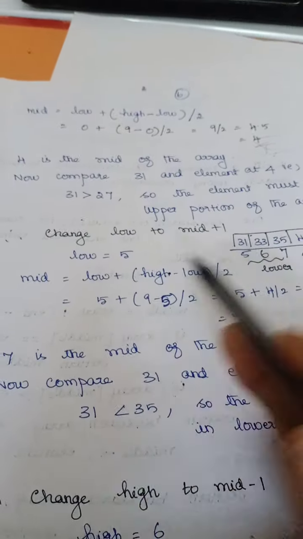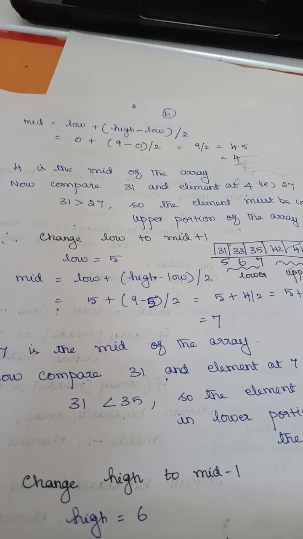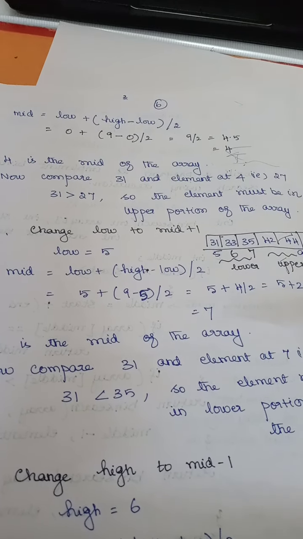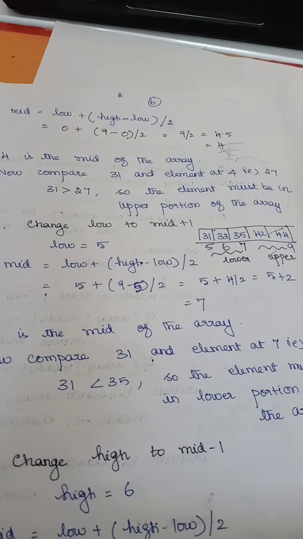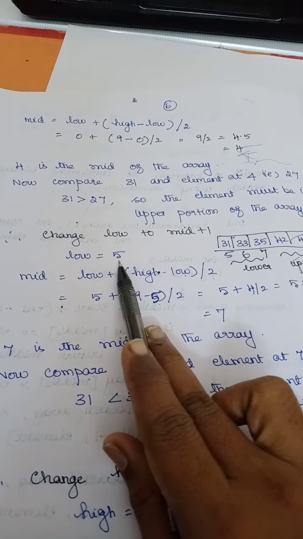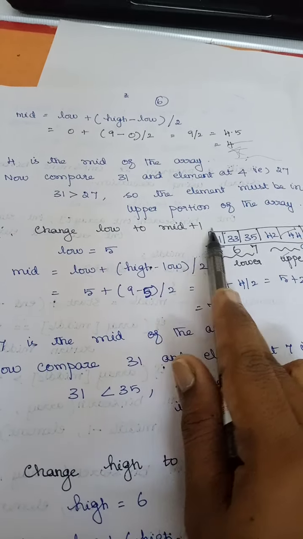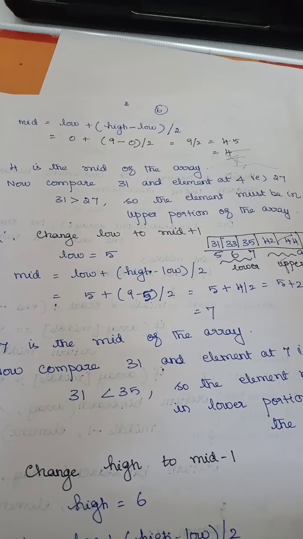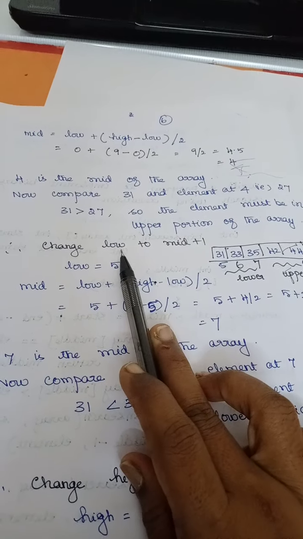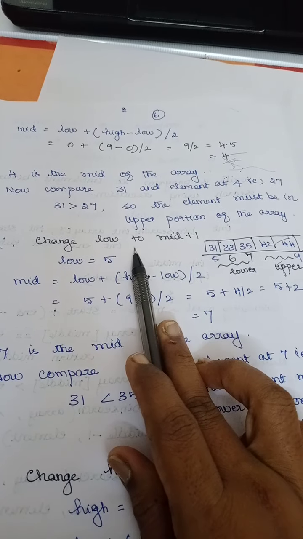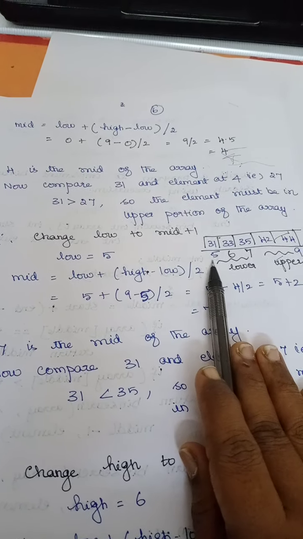So in that case, again I am going to modify my middle value and my low value, because my low is no longer 0. I don't want 0, 1, 2, 3, 4. I can start from 5. So what is my low? Low has been changed to mid plus 1. I don't want the mid element also, because already we have checked 31 with 27. So I am going to change my low value to mid plus 1, so my low is going to be 5.